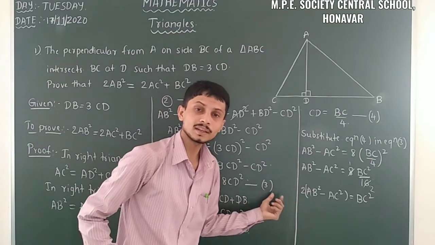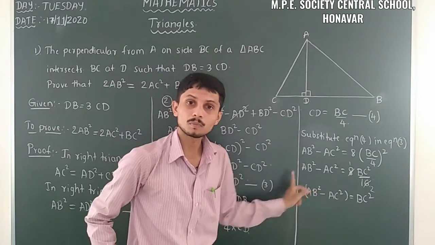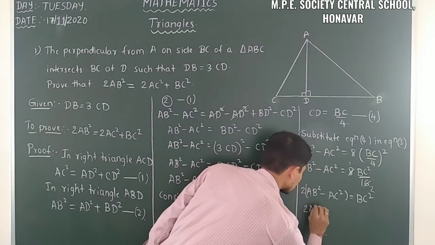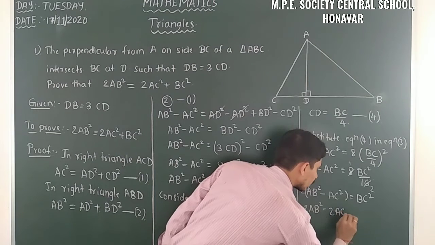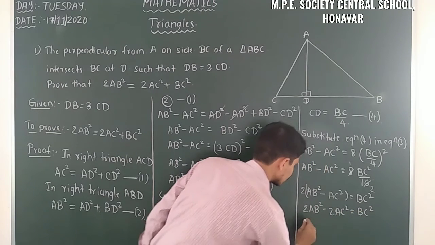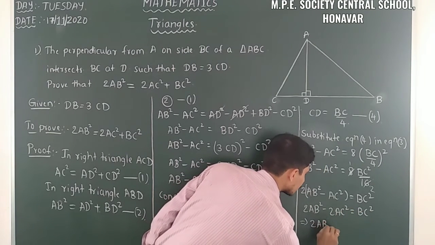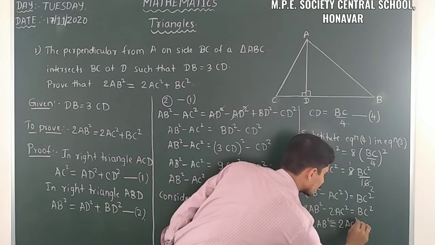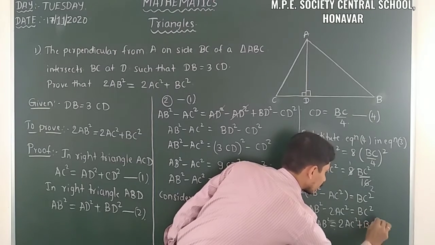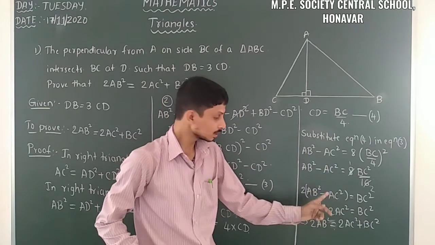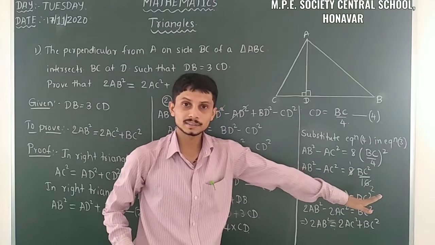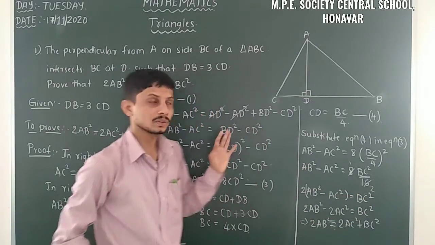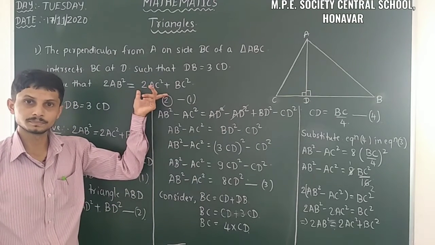We can multiply both the terms in the bracket on the LHS. That is 2 into AB square minus 2 into AC square is equal to BC square. This implies 2AB square is equal to 2AC square plus BC square, since I transposed the minus 2AC square to the RHS side, so minus turns into plus 2AC square. So we have the required proof here.